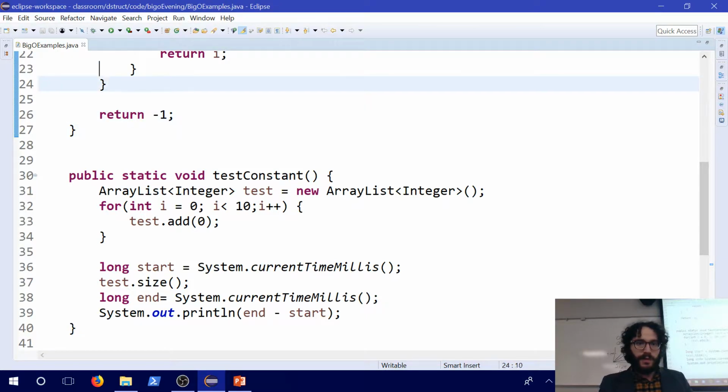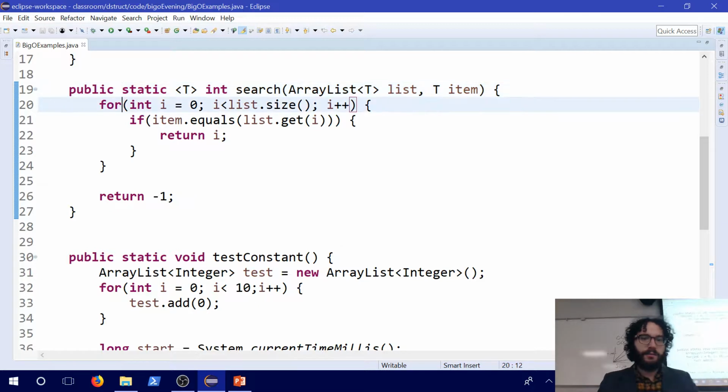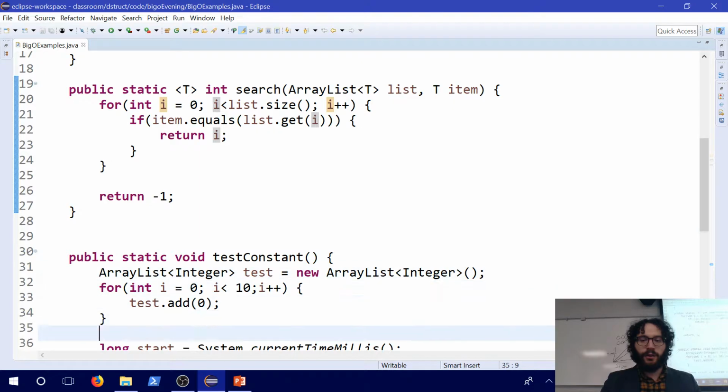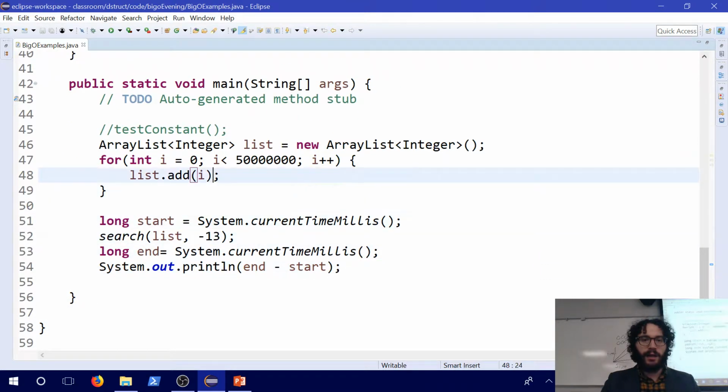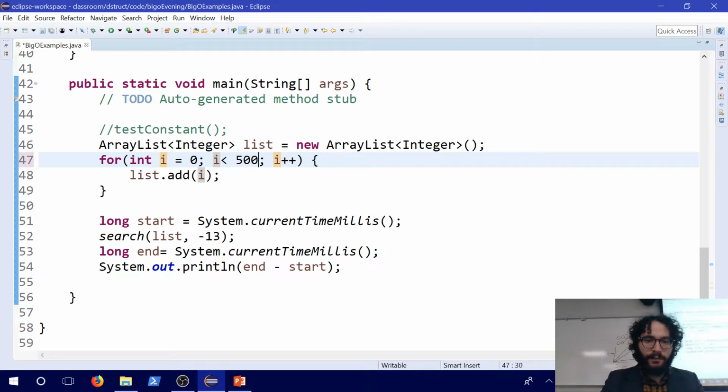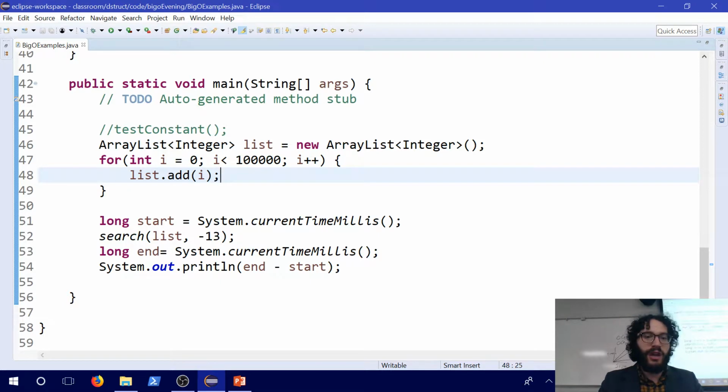Here we had written a search algorithm, where we're going to search this array list for an item and return the index that it's stored at. If we can't find it, we return -1. Otherwise, we look at each item sequentially, going through the list, and if we find that item, we return i. Otherwise, we return -1. Down here in the main method, I created a list, and I'll do 100,000 items, so we're just going to add 100,000 items to the list.